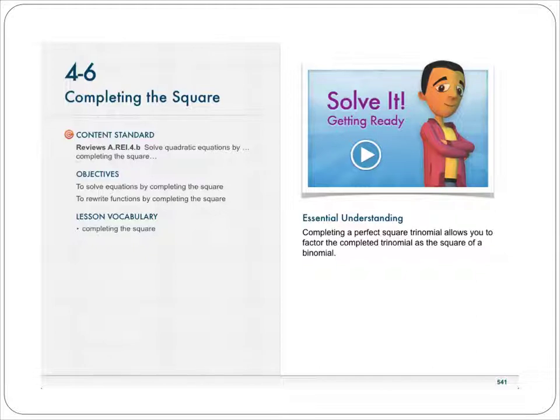It's very important that you understand that completing a perfect square trinomial allows you to factor the completed trinomial as the square of a binomial.